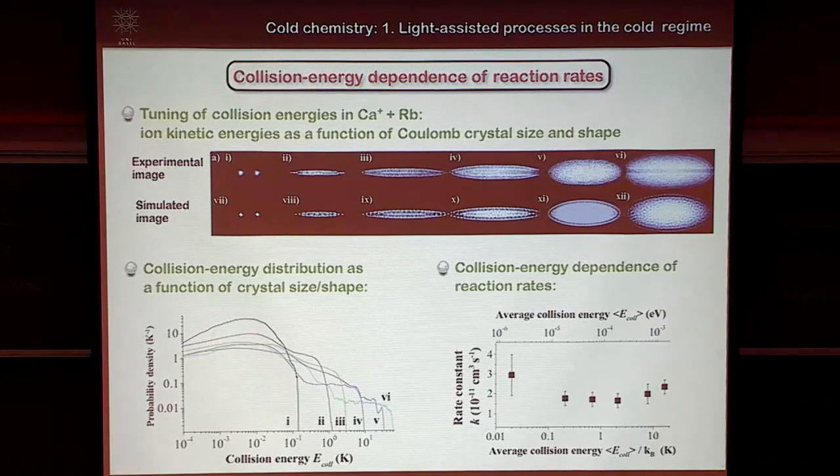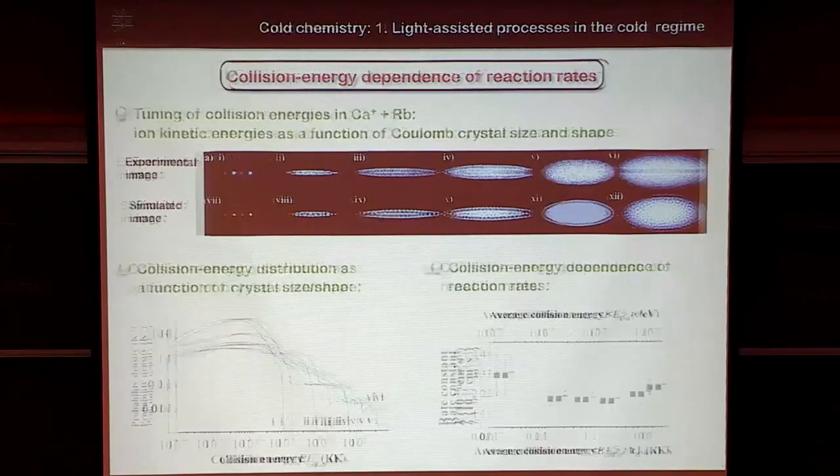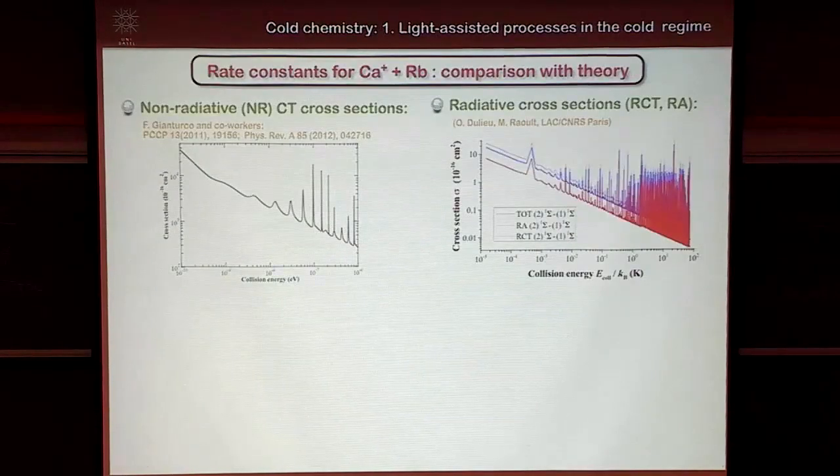So the rate constant as a function of the collision energy is basically flat. So how can one understand this? And again, there our theory colleagues help. What you see here are cross-sections for calcium plus rubidium for the lowest reaction channel, so rubidium in its ground state reacting with calcium in its ground state, for the non-radiative charge transfer.